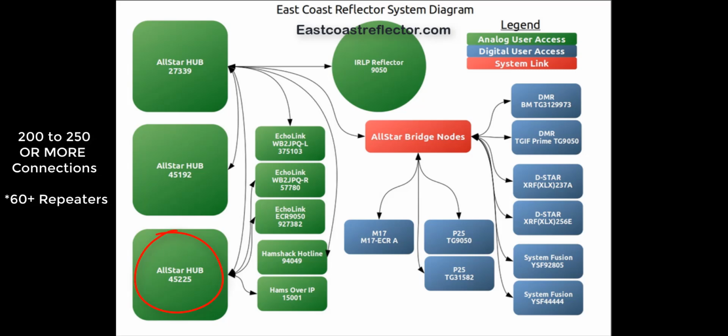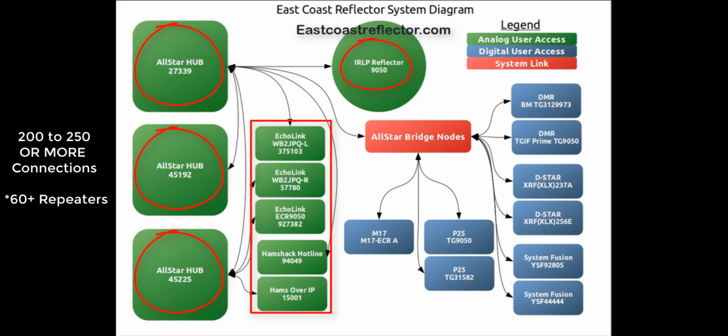So I key up the radio. What that essentially does is key up that AllStar hub. And that AllStar hub down there in the bottom left, it keys up the other two AllStar hubs. Guess who's over there in those? More users, more repeaters, more connections. And then even then, those hubs have plugins: Echolink, Ham Shack Hotline, Hams over IP, IRLP Reflector, AllStar Bridge Nodes. It keys all those up too. So if I push a button, I've already keyed up all those green boxes and all the people that are connected to those green boxes.